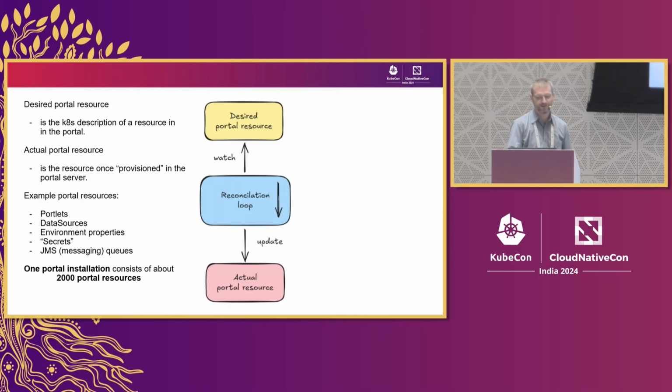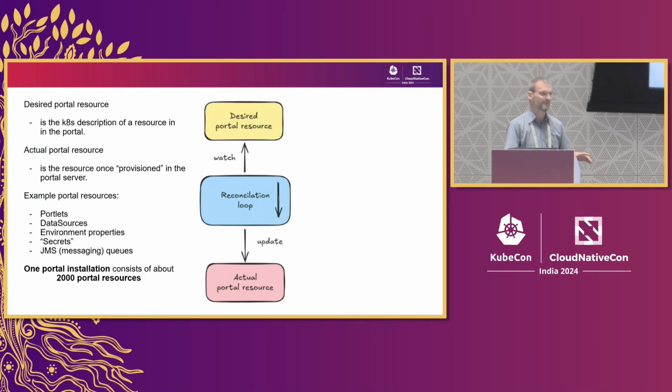I think I have said most about this. The desired portal resource, that is just the Kubernetes description. Actual resource, that is what we say is provisioned inside the portal. As some examples of this resource, for example, a portlet we have shown before. There's also data source. Data source is like a configuration of how to connect to a database. If you know JEE, probably you know all these secrets inside Kubernetes. We have a secret, but inside the portal server, the same kind of implementation, a different kind, is in queues and so on. Important is that one of these portal installations consists of about 2,000 portal resources.